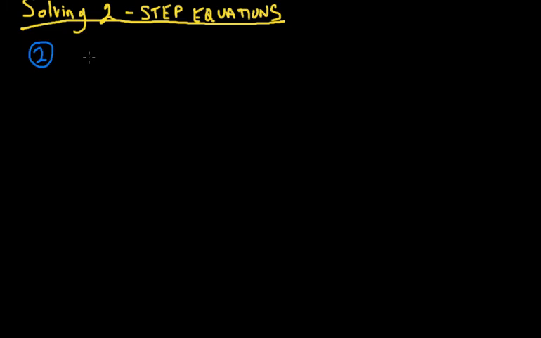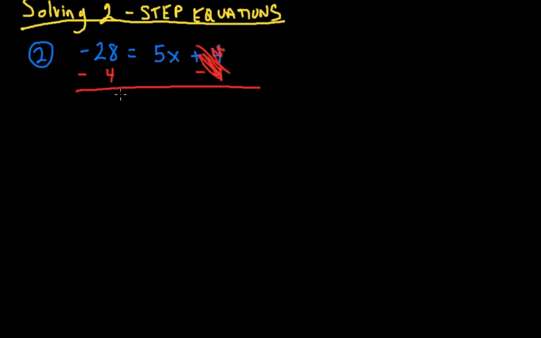All right, so let's say we have negative 28 equals 5x plus 4. Okay. So again, I want to take care of the less powerful operations first. So I want to subtract 4 on both sides. Minus 4. Okay. This plus 4 and minus 4, those cancel out. And negative 28 minus 4 is the same as saying negative 28 plus negative 4. So that's negative 32 equals 5x.